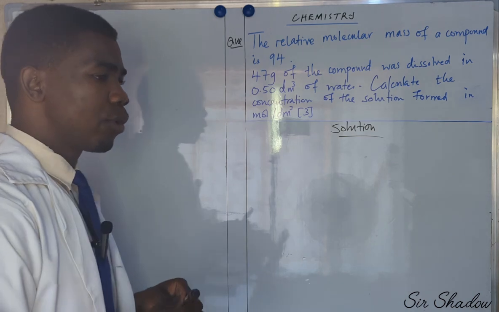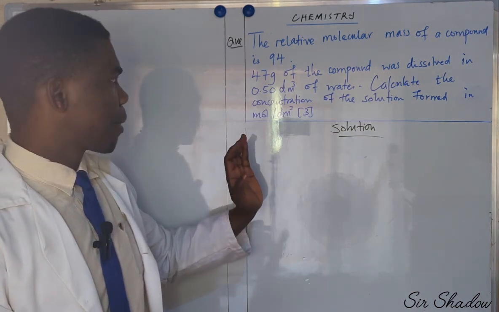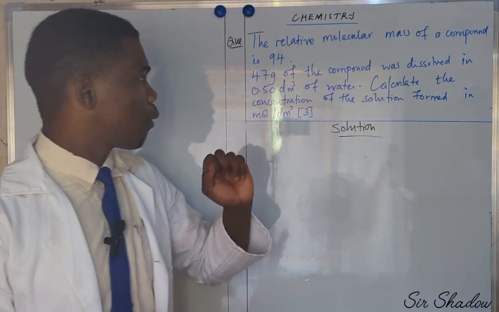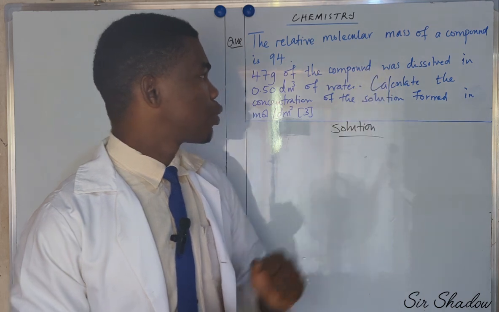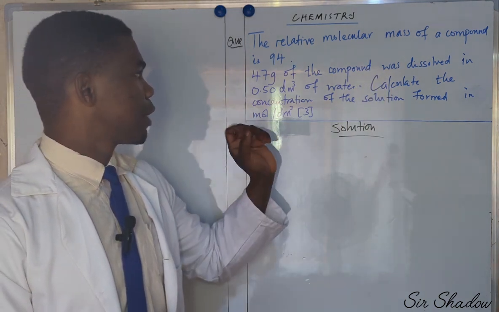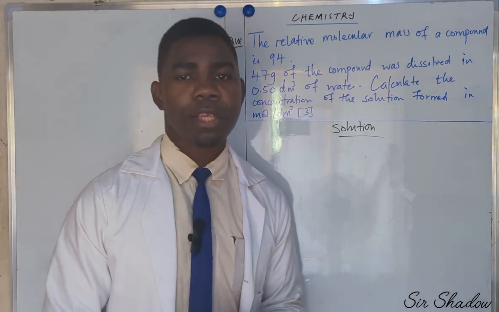Moving on to the solution, remember, we are given the molecular mass of 94, then 47 grams of the compound was dissolved in 0.50 dm3 of water. Calculate the concentration of the solution.